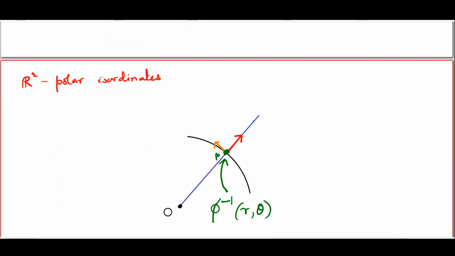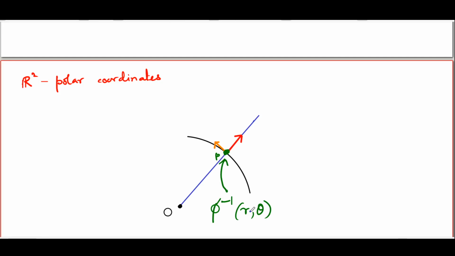Here the point P has polar coordinates r and theta, so the point itself is a pre-image under the chart phi, the polar coordinate chart, of these coordinates r and theta. R and theta here play the role of the first and the second coordinate respectively. So what about the coordinate curves?